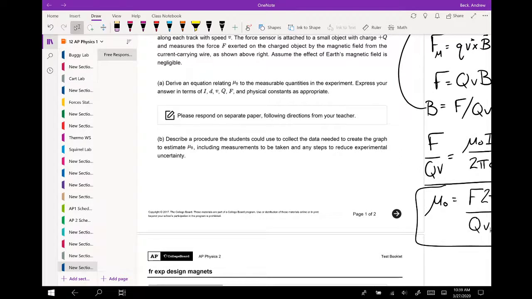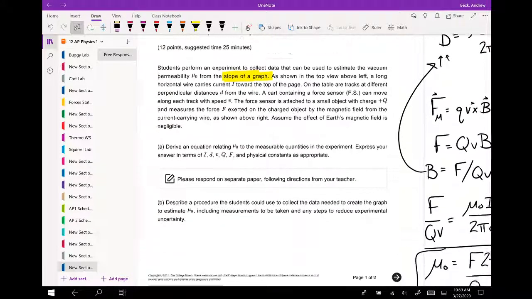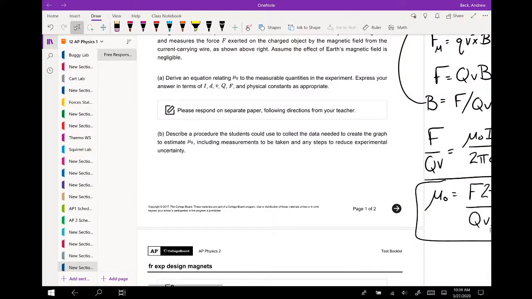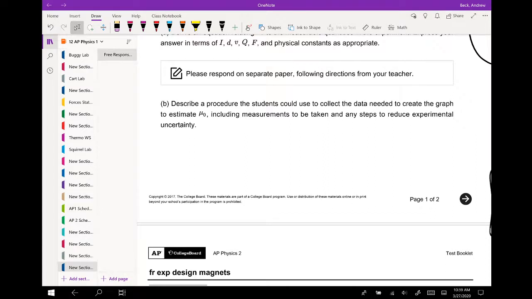And now what we want is to design a procedure that students could use to collect the data needed to create the graph to estimate mu naught, including measurements to be taken and any steps to reduce experimental uncertainty. So when I'm looking at this, I'm thinking about what are my independent variables, what could I change, and what's going to depend on that change. Usually you'll set your independent variables. These are things that you choose and change.